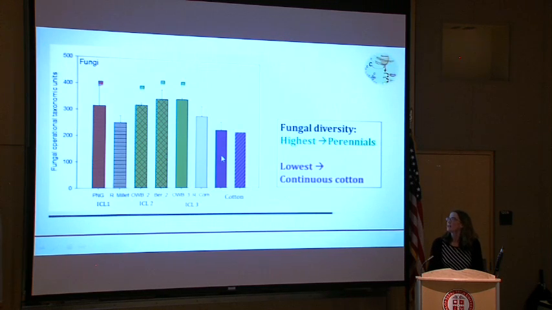So what we find is by shifting to systems that have a perennial component, we increase the fungal diversity relative to annual row crops, and the lowest diversities were measured in the continuous cotton. So by incorporating perennial grasses or rotational crops, we can actually shift the population and increase the diversity of fungi. So that's great, right? But what does that mean from a functional perspective?